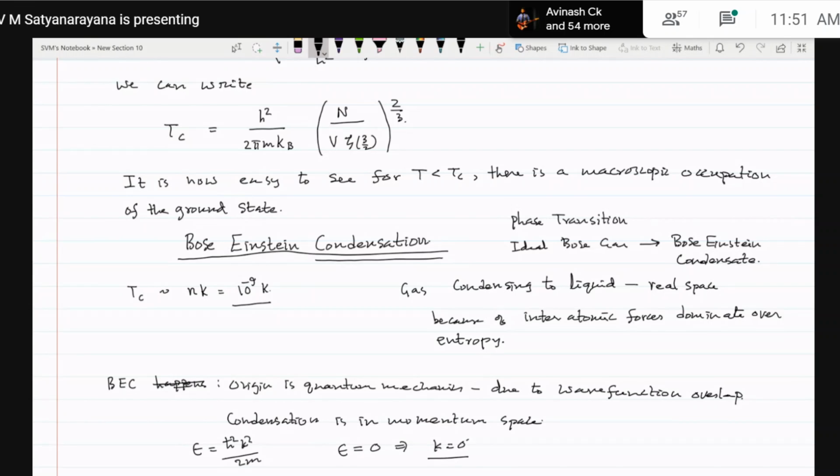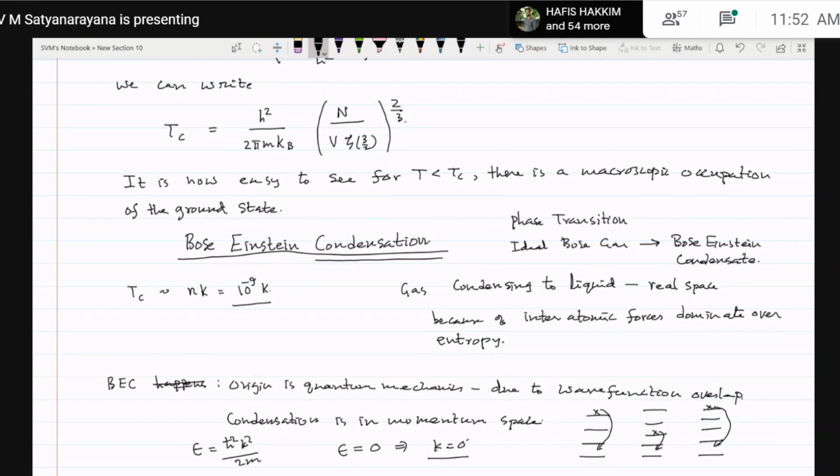So if you imagine that you have a lot of these energy levels like this, and each one of them is also having a particular value of momentum because it's a free particle. So maybe this particle is here, this particle is here, some other particle is somewhere. Now what happens is that all of them will come to ground state at t less than tc.